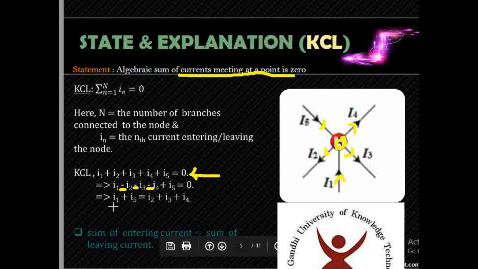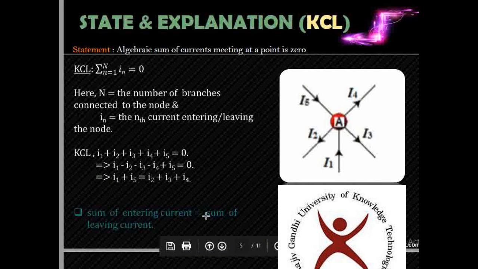If you rearrange this expression, you can write it as I1 plus I5, which are entering currents, equal to I2 plus I3 plus I4, which are leaving currents. So the sum of currents entering a node equal to sum of currents leaving the node. Sum of entering currents equal to sum of leaving currents. So that is the statement. This is about KCL. That means algebraic sum of currents at a point is equal to 0, or sum of currents entering into a node or point equals the sum leaving it.